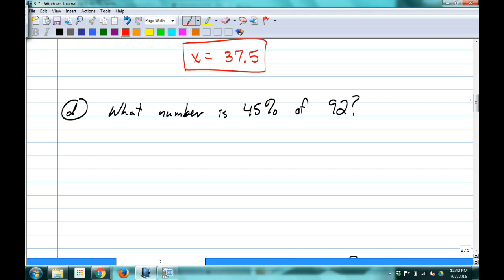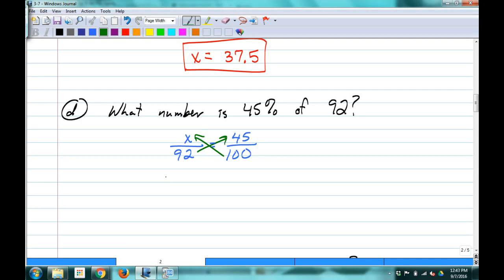What about example D? What number is 45% of 92? What number is 45% of 92? So what's our setup? 45%. 45 should always be over 100. If it's the percentage, that's going to be over 100. Then we don't know the is over of. So the is what we're looking for.